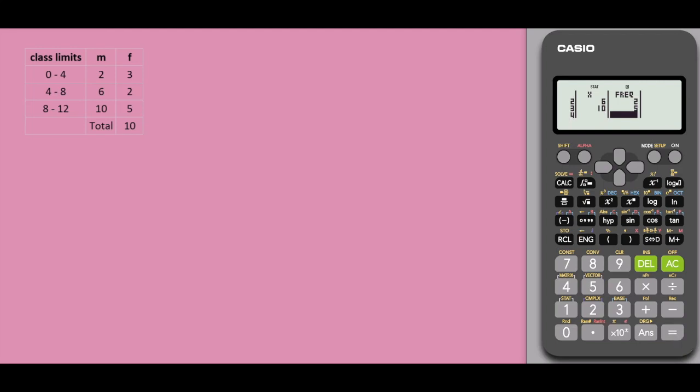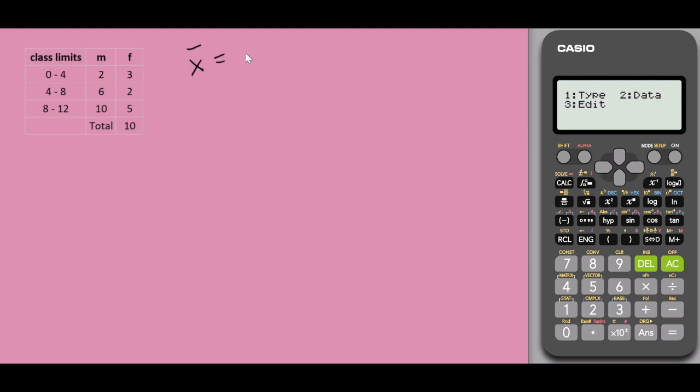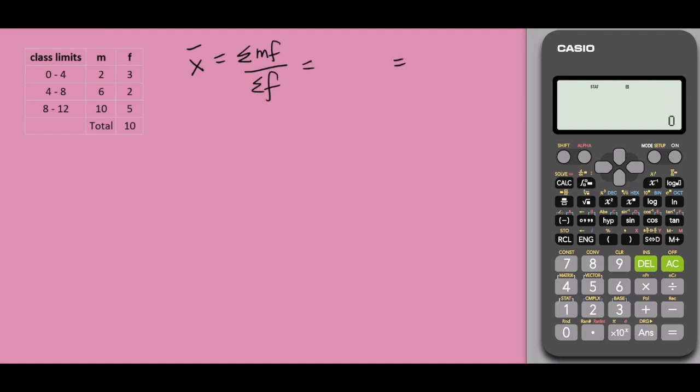Okay, to find your sample mean, we simply take the summation of the midpoint multiplied by the frequency divided by the summation of frequency. Okay, then I press AC. I go to Shift 1. I select 4. To find the sample mean, I select 2. Okay, so this is the sample mean, 6.8.